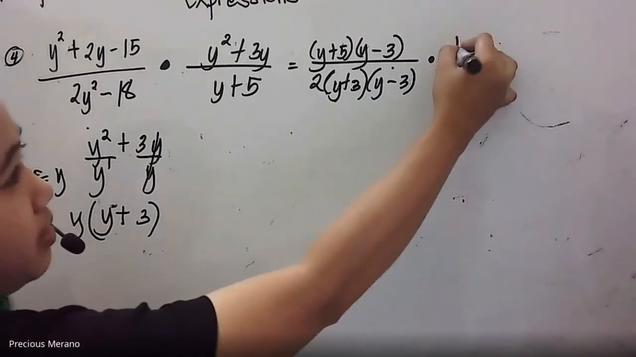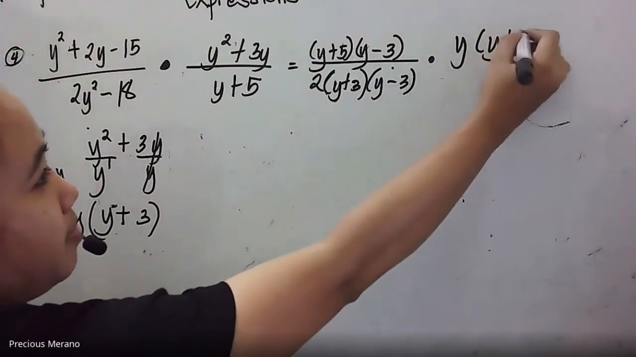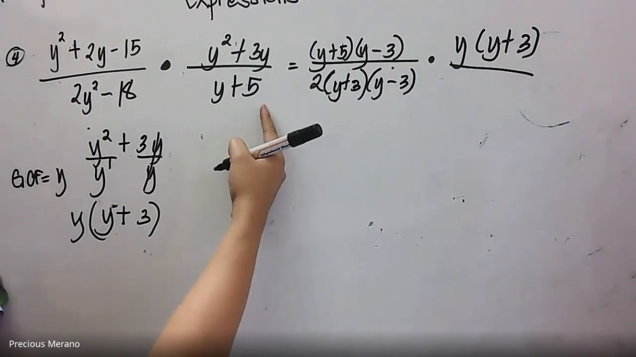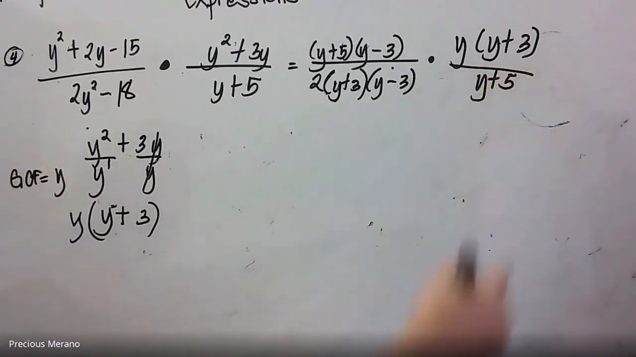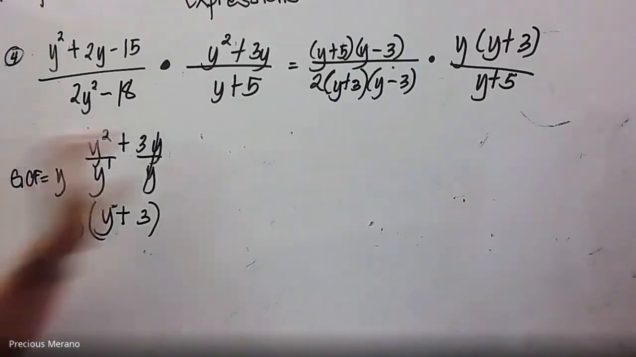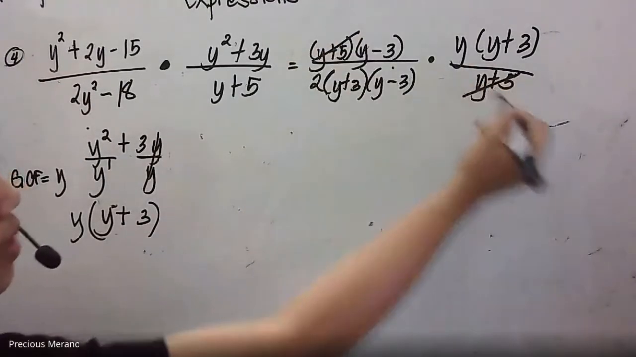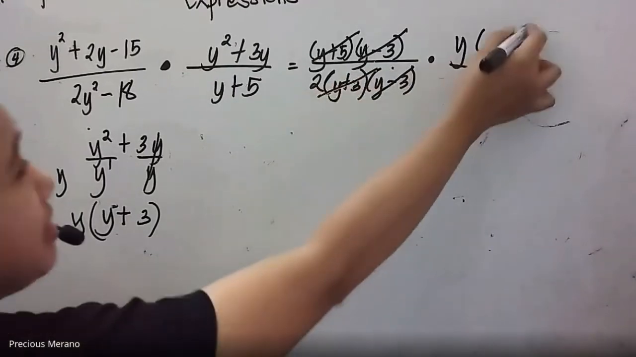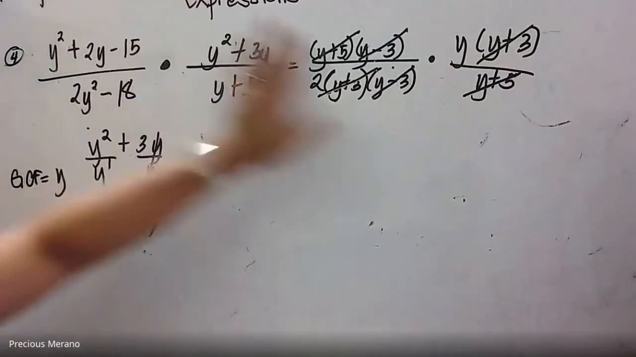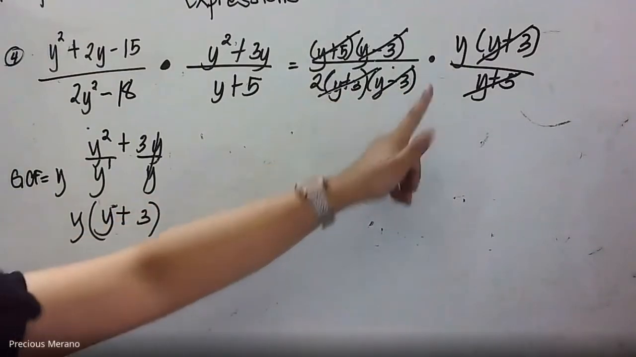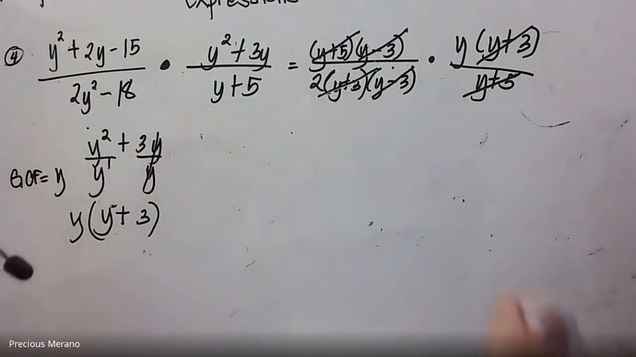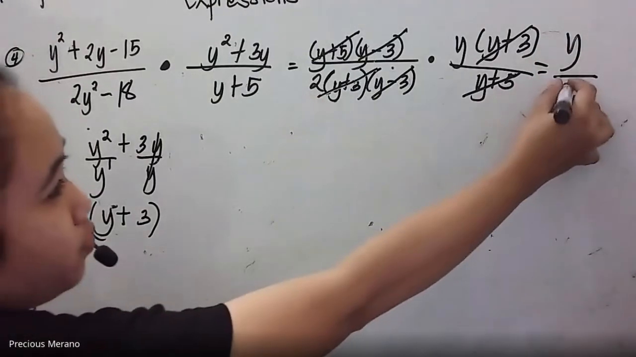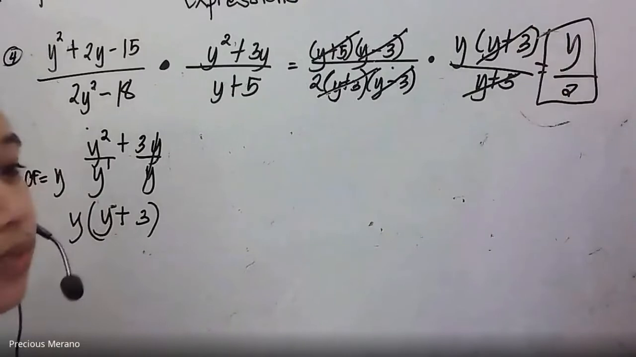So, lalagay ko dito si y times y plus 3 over, si y plus 5 ba can be factored pa? So, we are going to copy it. And then, cancel out the same factor. So, y plus 5, same dito. So, canceled also. And also, si y plus 3 can also be canceled. So, as you can see, magtag-isa na lang naman yung natitira natin, which is y over 2. So, that is the final answer for this one.